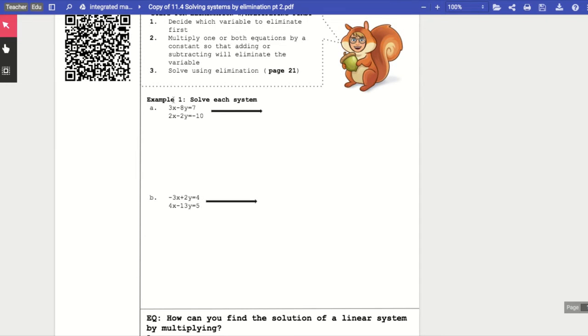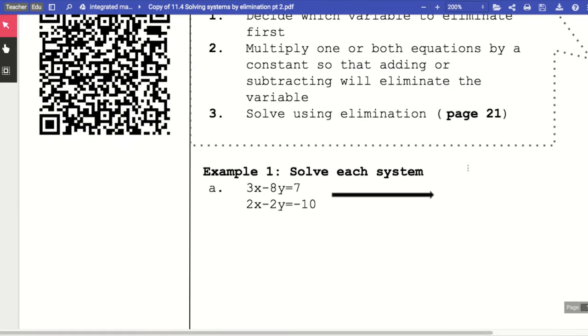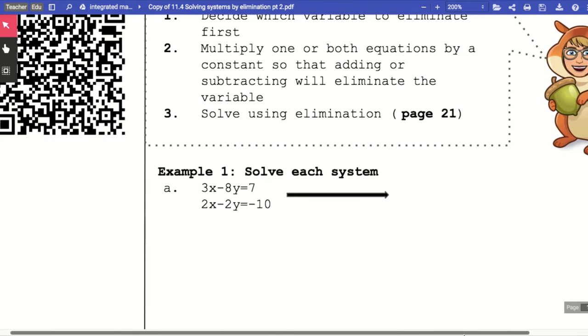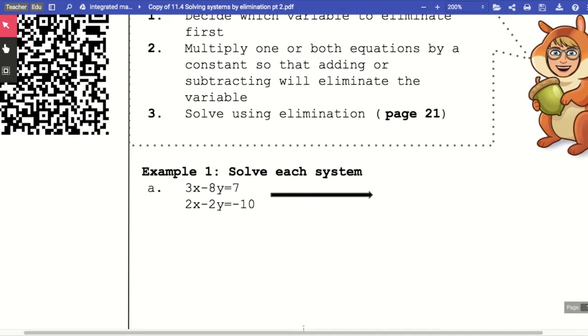If I look at example 1, I've got 3x minus 8y equals 7. Let's just zoom in a little bit. Ooh, that zoomed in a lot. All right, and then I have 2x minus 2y equals negative 10.